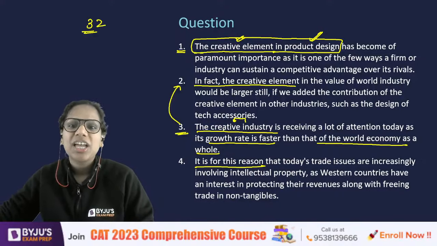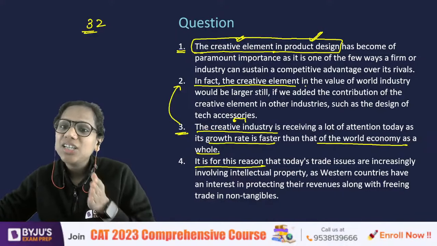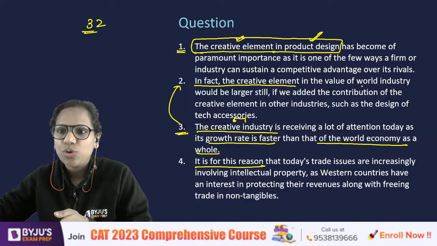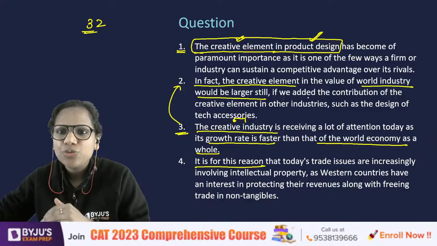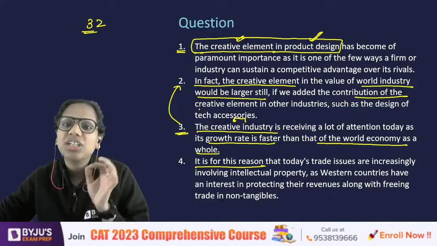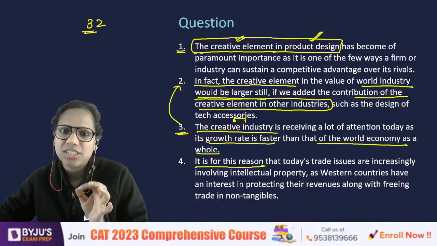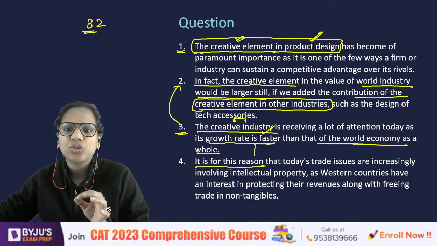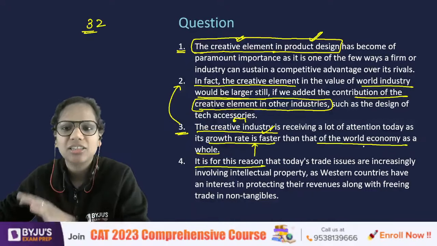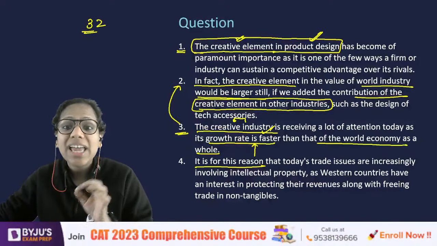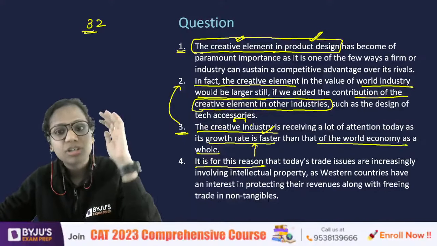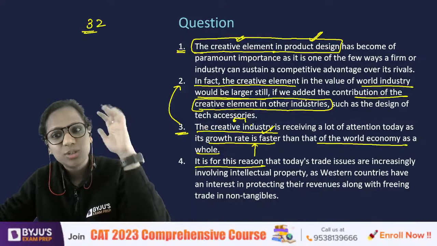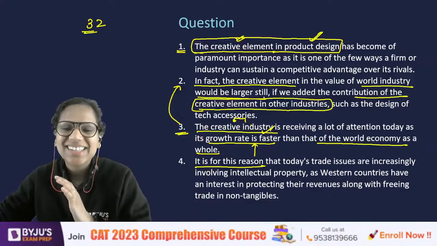So two. Okay. In fact, the creative element in the value of world industry would be larger still if we added the contribution of the creative element in other industries. So it says, see, first of all, its growth rate is anyway faster than that of the world economy. Now, if I add to it the creative element of other industries also, no, then its contribution to the value of world industry will go even higher, right?